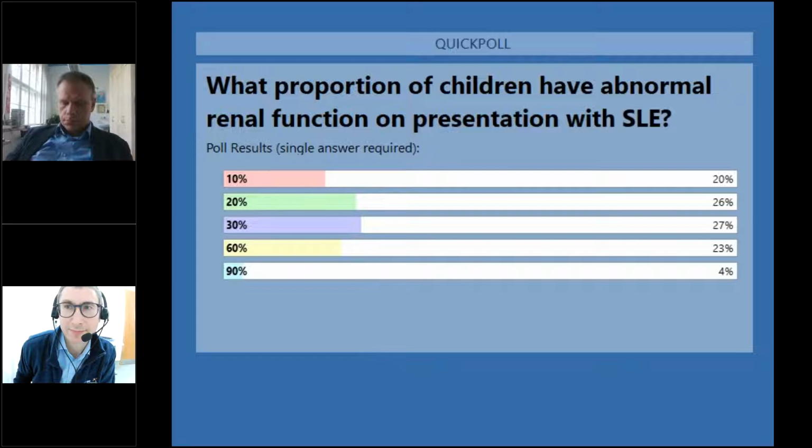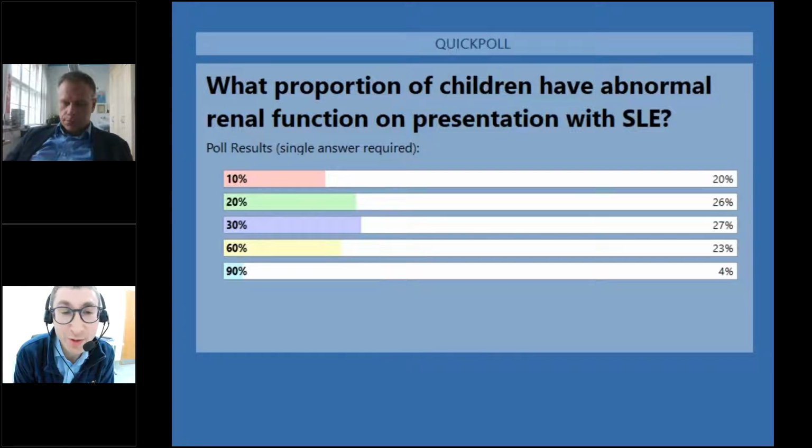Okay, so we have the replies, and they're pretty evenly distributed. 27% replied 30% of children with abnormal renal function. 26% of our listeners replied 20%. 23% replied 60%. 20% replied 10%, and only 4% replied 90%. So it's pretty evenly distributed towards the central values that you gave, Steve.